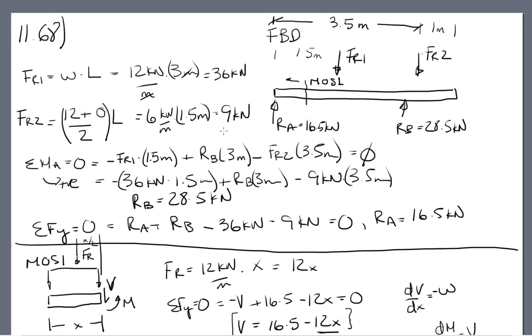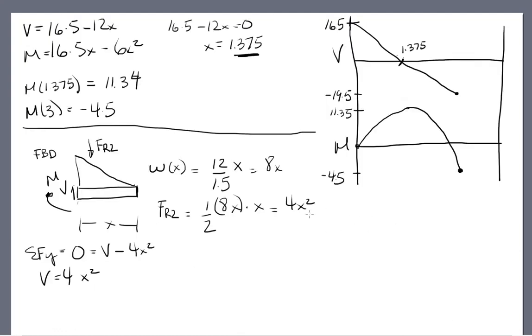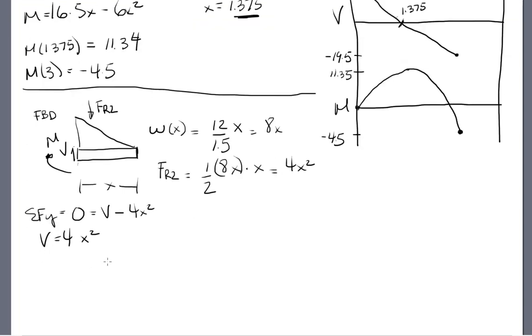FR2 is equal to 9 kilonewtons. Well, wouldn't you know, when I sub 1.5 into here, 1.5 squared is 2.25, times 4 equals 9. So this is how we know this FR2 is correct. It's one way to check, okay? So now we have the function of V.